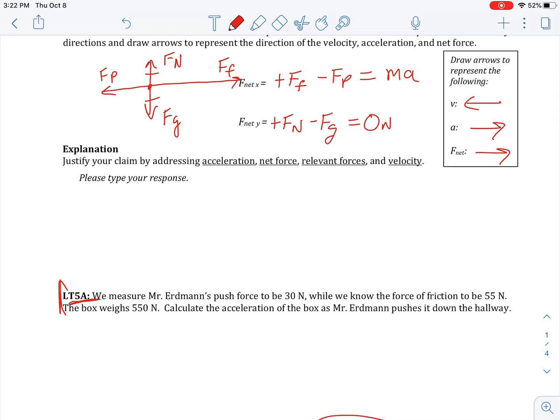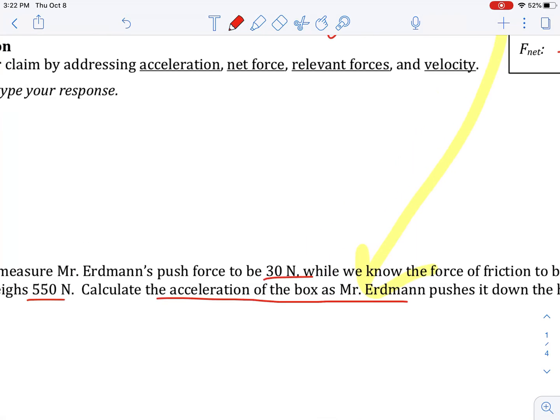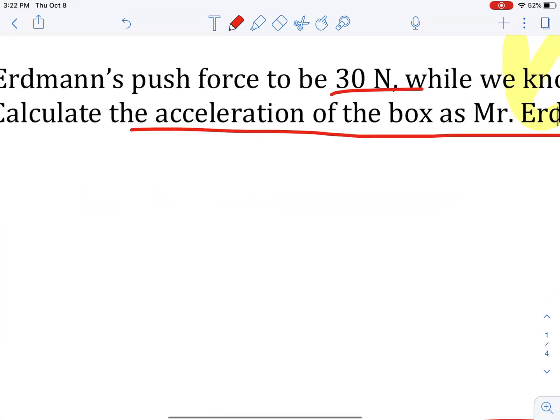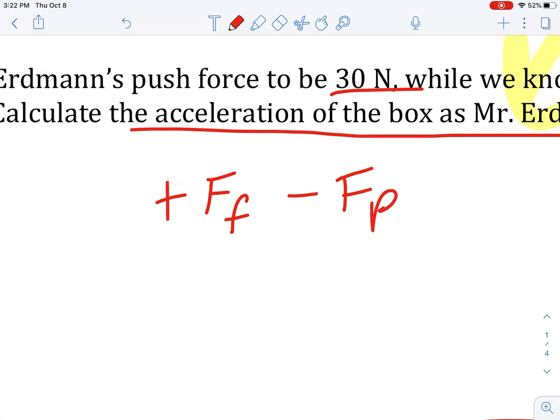It says we measure Mr. Erdman's push force to be 30 newtons, while we know the force of friction to be 55 newtons. The box weighs 550 newtons. Calculate the acceleration of the box. So what we're going to do is take this equation we made and pull it down here to solve the problem. So we'll rewrite it: plus force friction minus force push equals mass times acceleration.